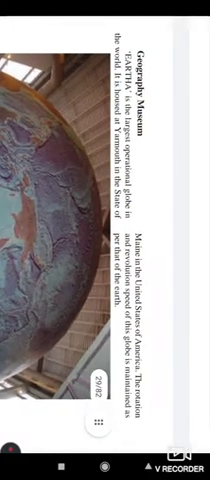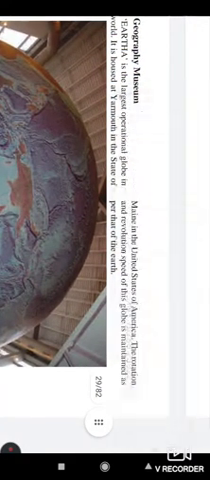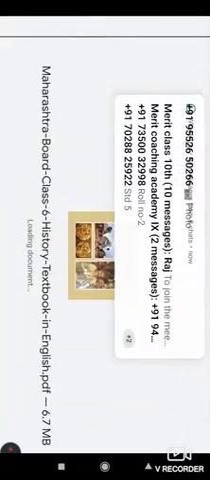Here is the museum, the Yarmouth, in the states of America.